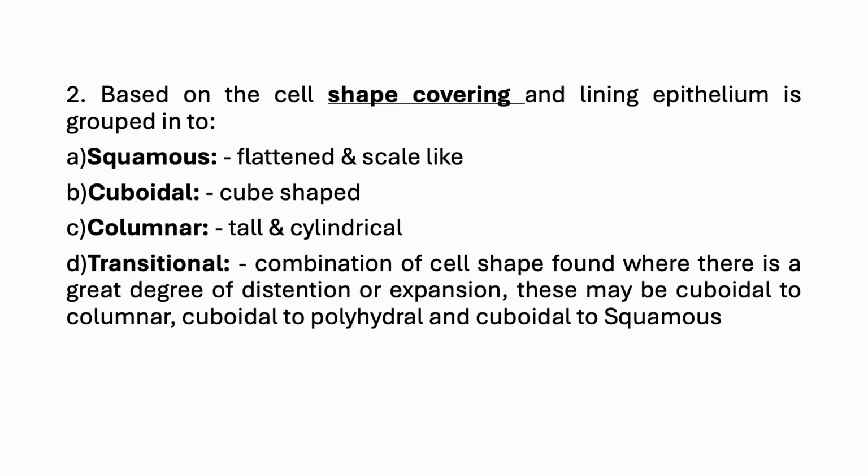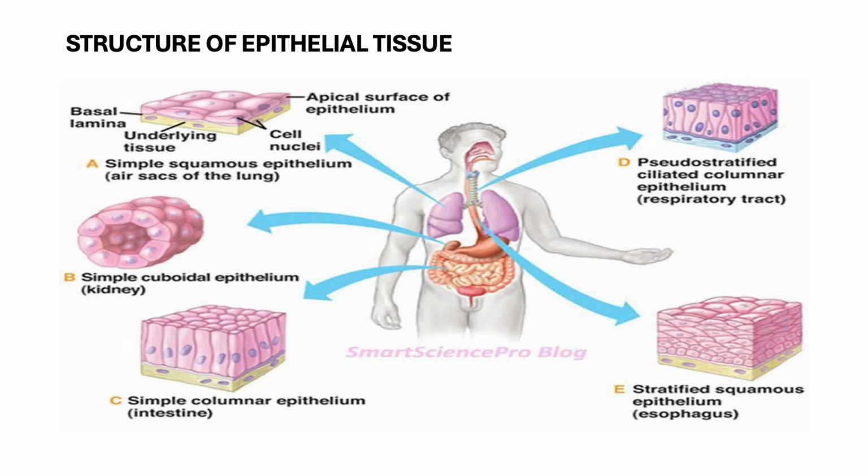Based on the shape, we said squamous is flat or scale-like, cuboidal is cubed, columnar is tall and cylindrical. Transitional is a combination of cell shapes found where there is a great degree of distension or expansion. These may be cuboidal to columnar, or cuboidal to polyhedral, or cuboidal to squamous. It just depends on whether it's contracted or relaxed.